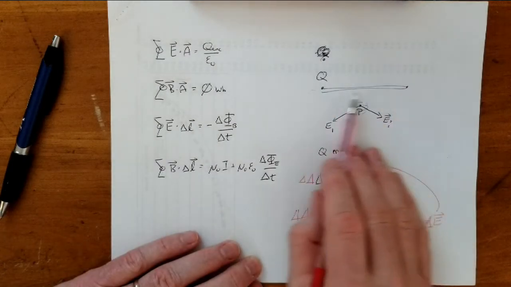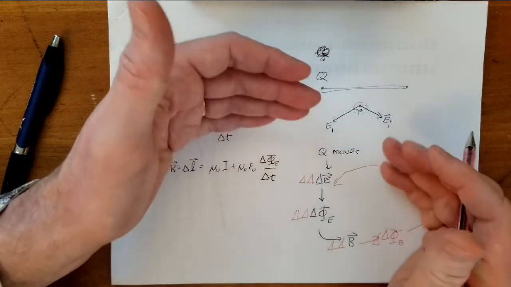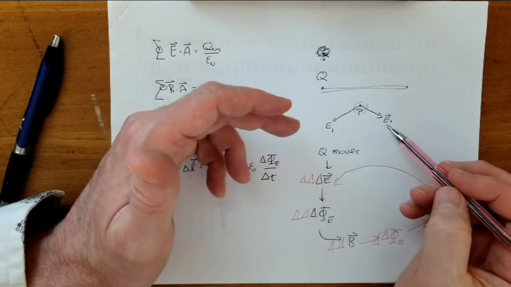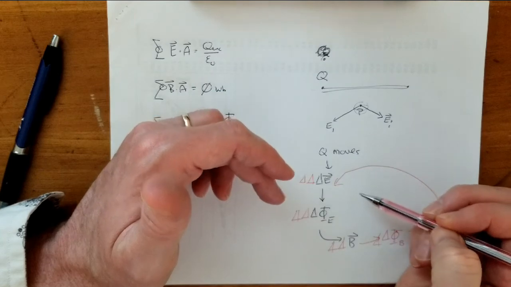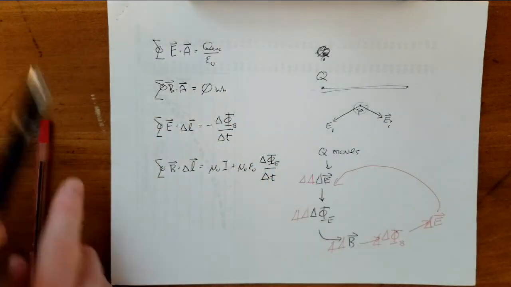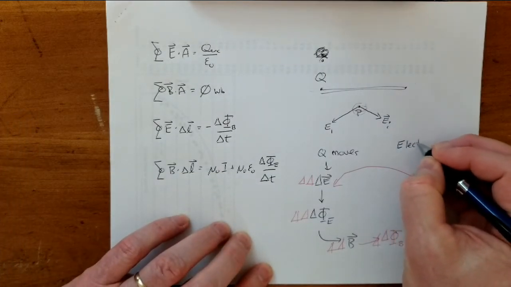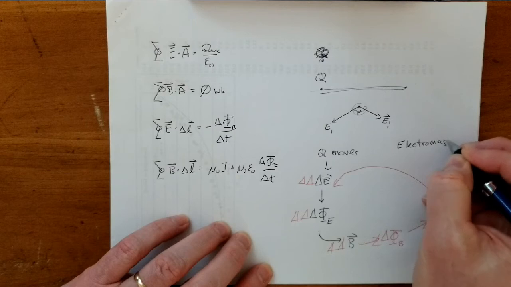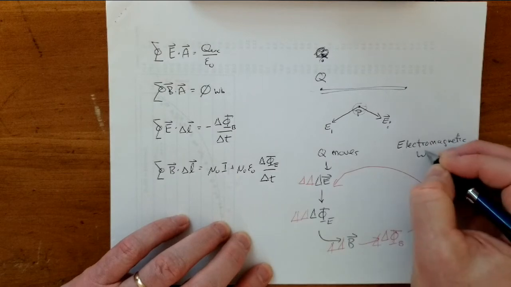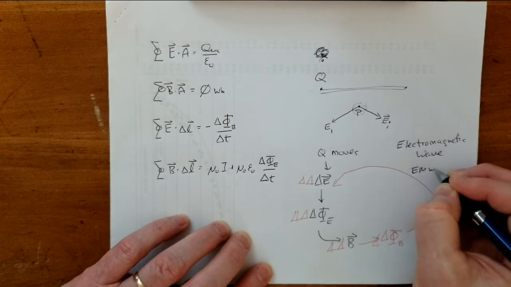Once I get the charge oscillating back and forth, creating this change in the electric field, that change in the electric field sort of takes over on its own, creating a magnetic field, which creates an electric field, which creates a magnetic field, creates an electric field, and so on. And this is how an electromagnetic wave is produced, often abbreviated as just an EM wave.